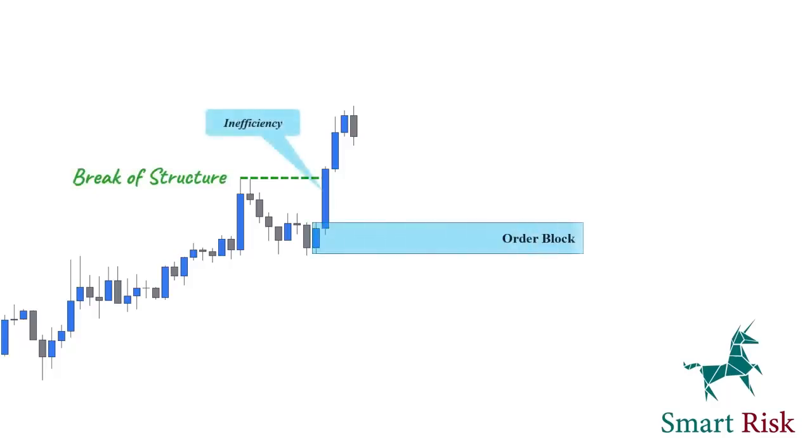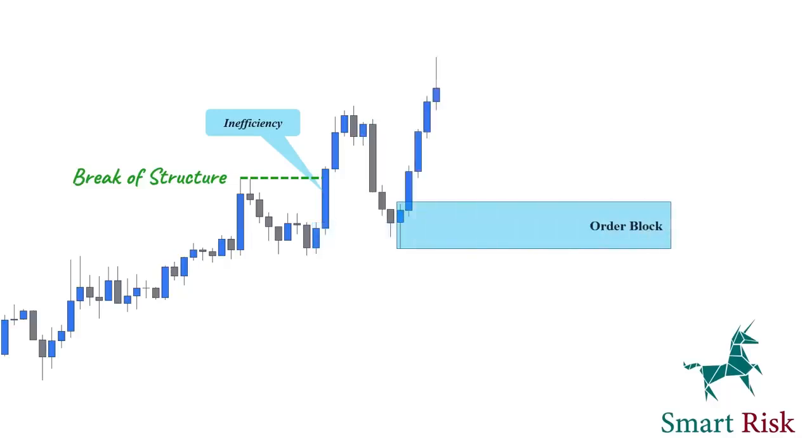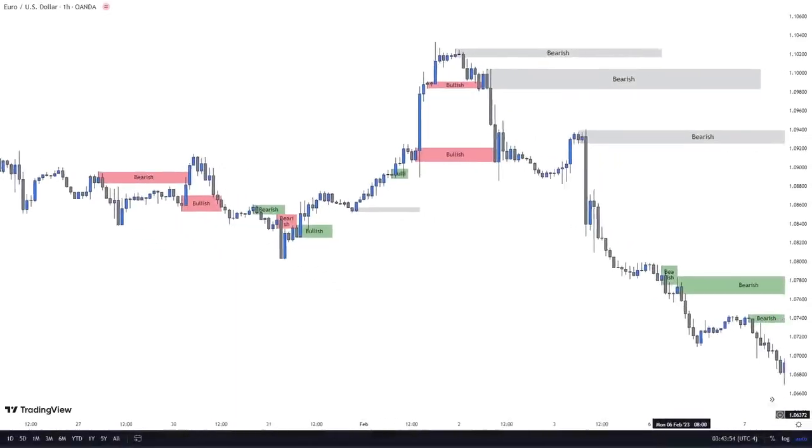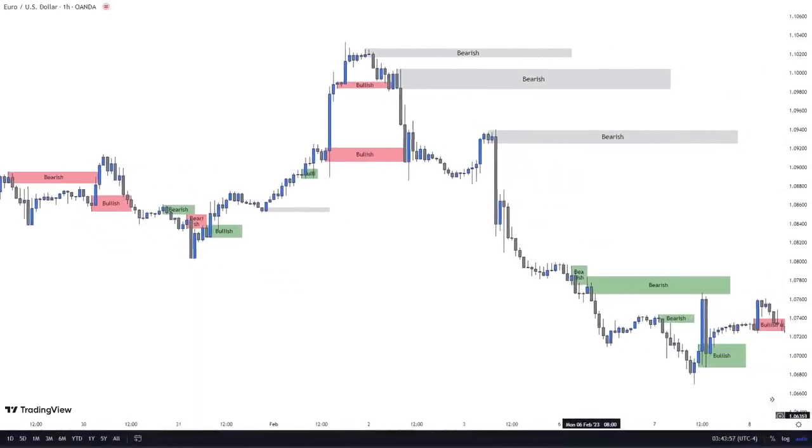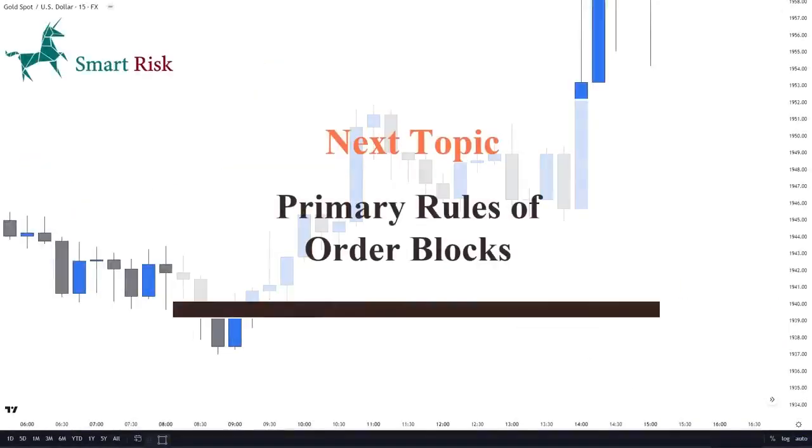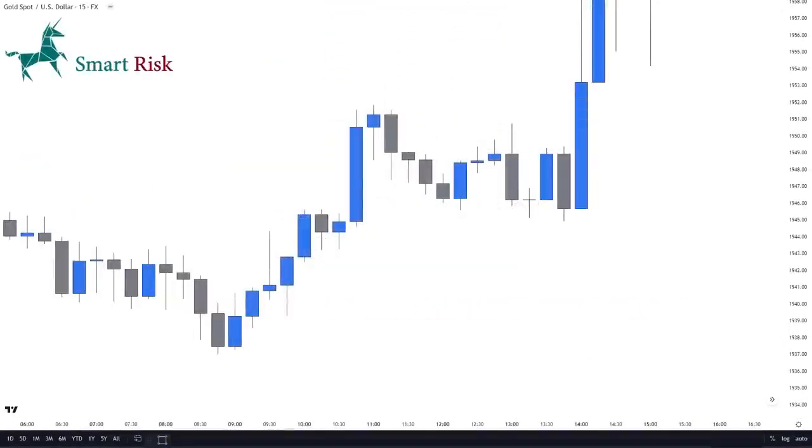Order blocks are considered interesting areas to execute trading opportunities. But do you know why some of the order blocks work perfectly fine, while others get ignored by the market? To answer this question, we backtested more than 100 order blocks under different conditions to find out the characteristics of high quality ones. Let me explain some of the primary rules about order blocks and the smart money concepts.